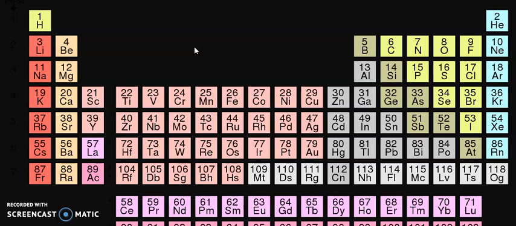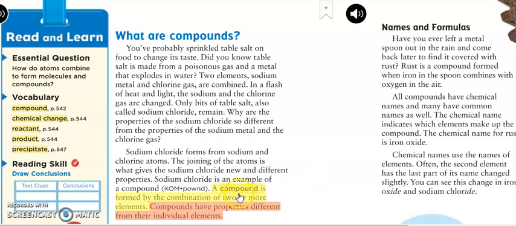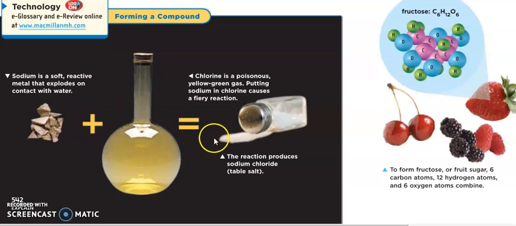We have lots and lots of compounds. We will learn about them later. But a compound is formed by the combination of two or more elements. Okay, this is, for example, forming a compound. If we put sodium with chlorine, it will give me table salt or sodium chloride, as you see in this picture.